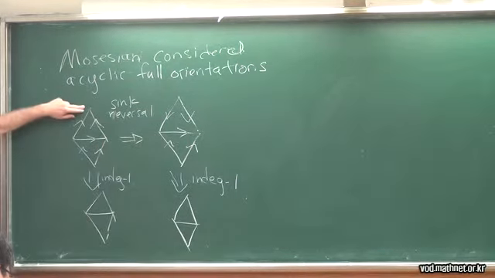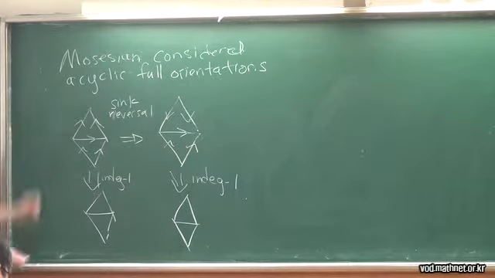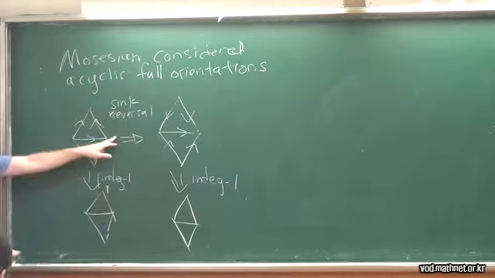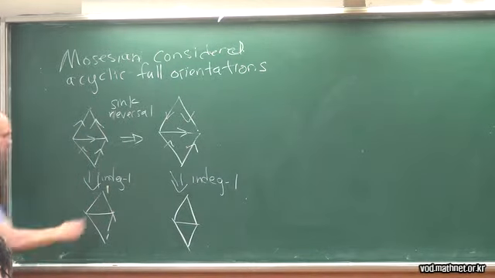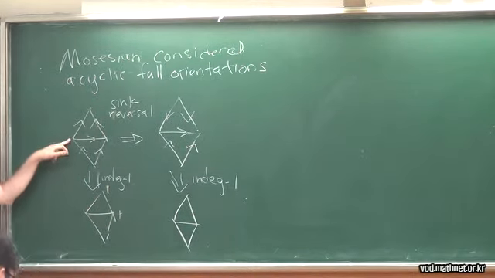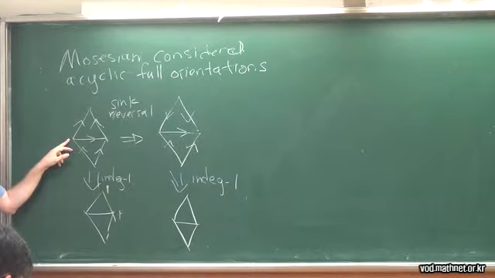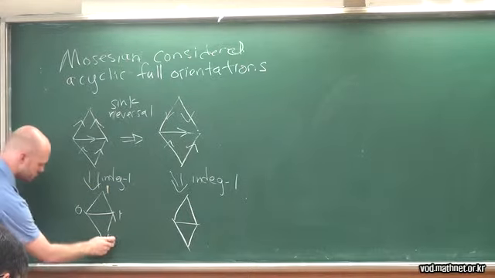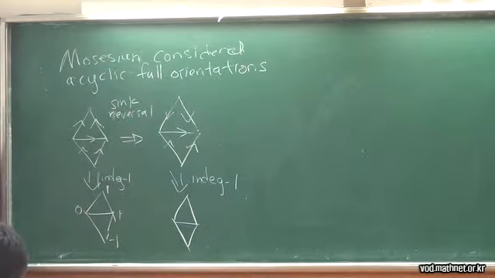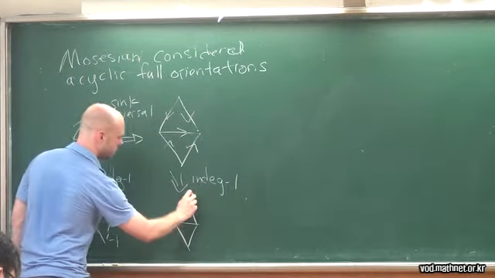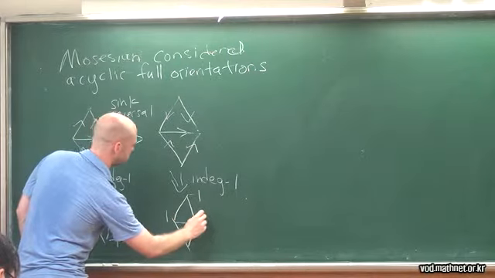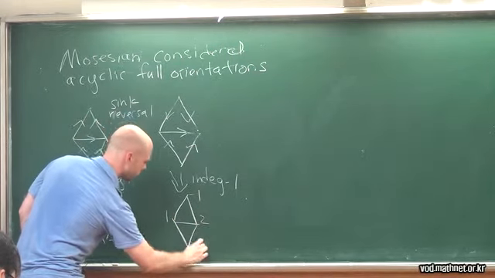Okay, so this vertex has 2 incoming edges, so 2 minus 1 is 1. This vertex has 2 incoming, minus 1 is 1. This vertex has 1 incoming edge, minus 1 is 0. And this vertex has 0 incoming edges, minus 1 is minus 1. Okay, if I do the same thing over here, I get -1, 1, 2, -1.